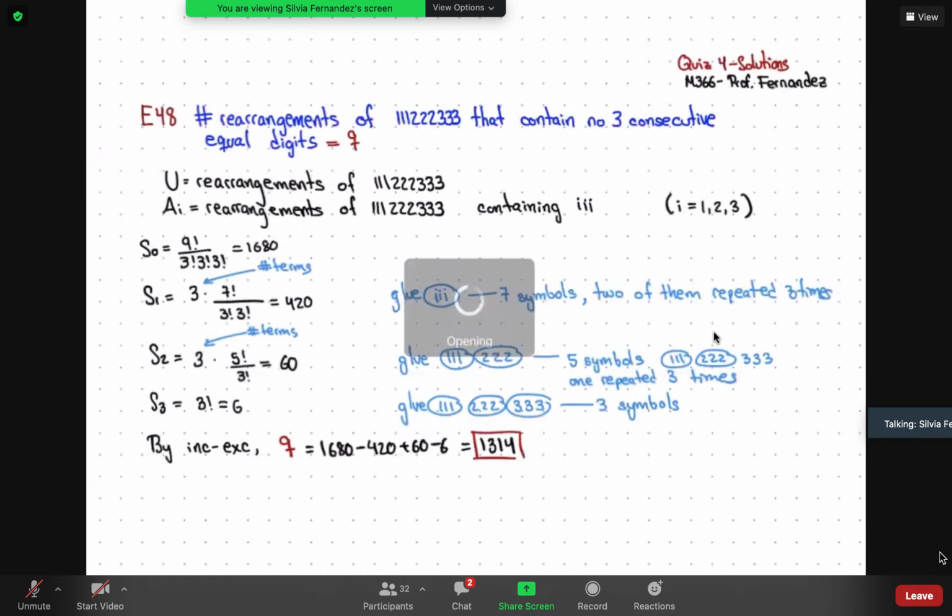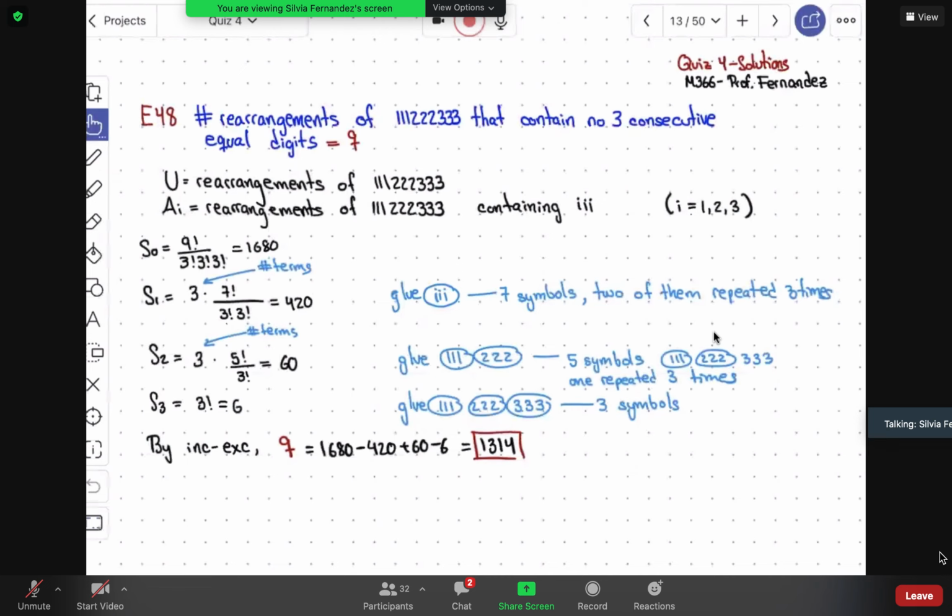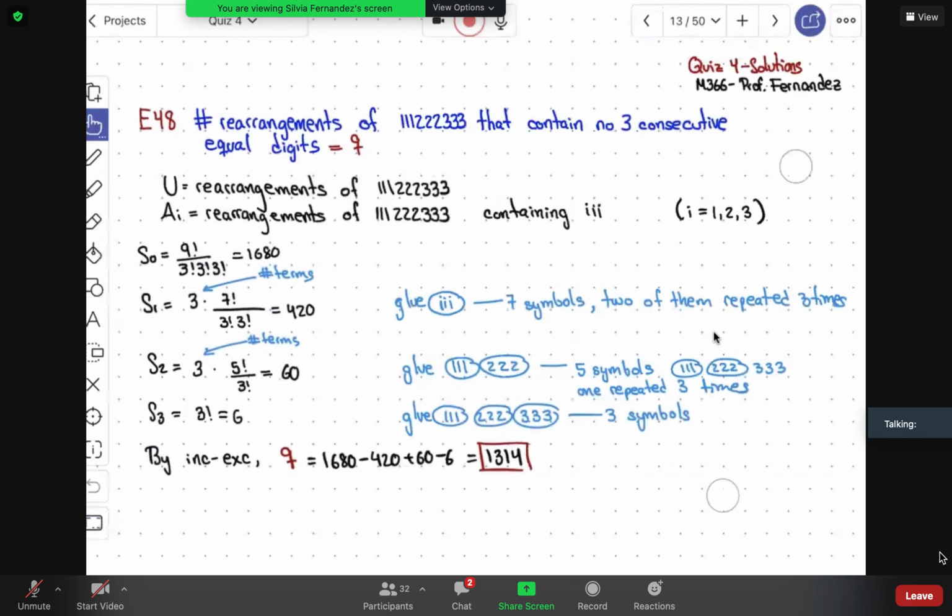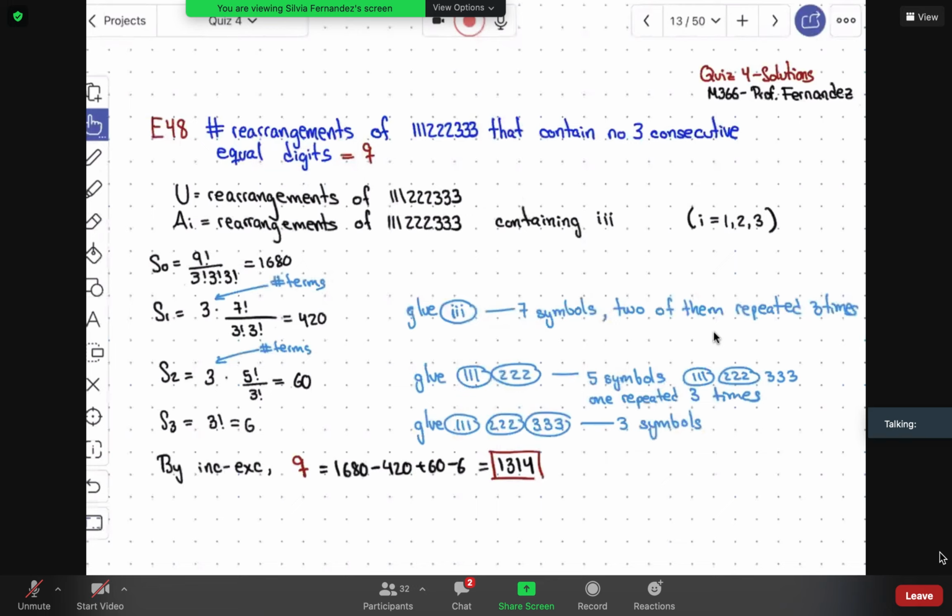Here, oh, perfect. So this one, for example, rearrangements of 111, 222, 333. So very important for the inclusion exclusion problems. Very, very important. You need to let me know what your A's are. If you don't let me know, then I don't know what you're counting. And many times there are different ways to solve the problem. So I need to know what your sets are.